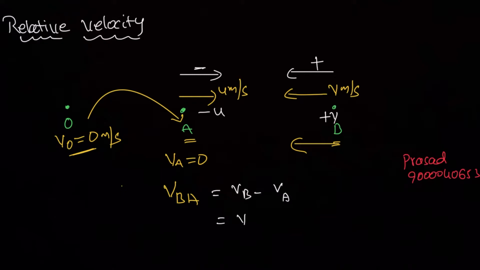So VB is v minus, what is the VA? That is minus u. So minus of minus is plus, that is v plus u. So here VBA is v plus u. Relative velocity of B with respect to A is v plus u. So two bodies are approaching each other, moving in the opposite direction. So resultant velocity is the addition of their velocities, that is v plus u.